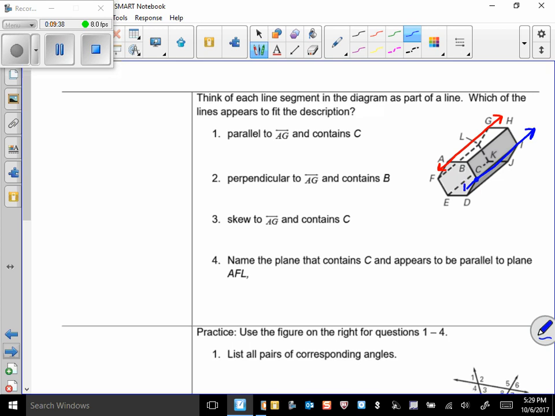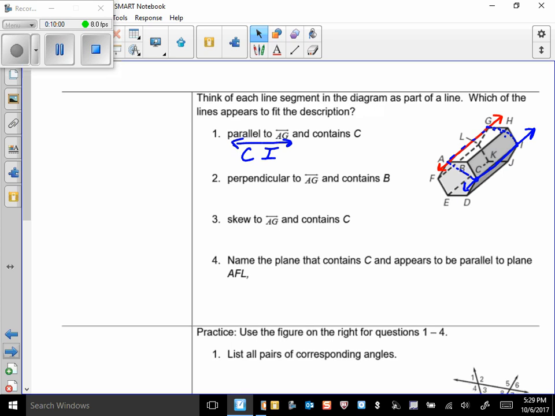And you're thinking, but wait, there's no plane. Remember, any three non-collinear points make a plane. So there is actually a plane that contains all these points here. So I'm going to say line CI is parallel to AG.